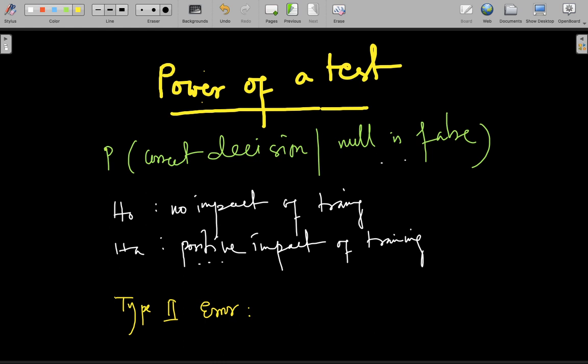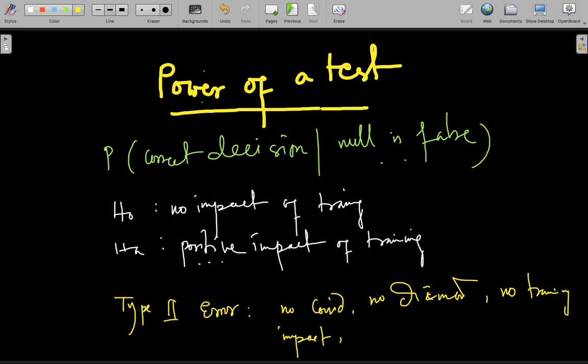So we have given examples where we say no COVID, or say no diamond, where there is really COVID, or say we say that there is no training impact, where there is really a training impact, right? Or say no theft, or people are not thieves, where people are really thieves.